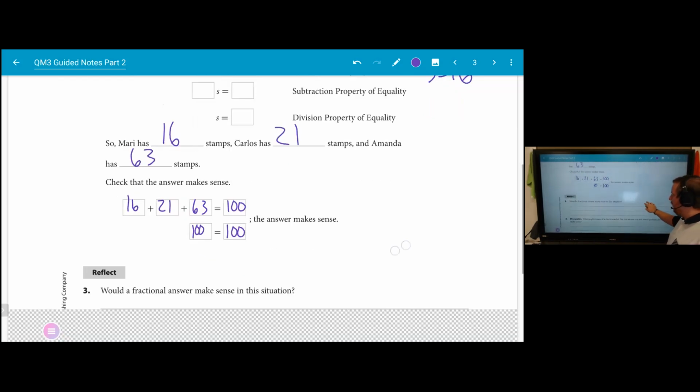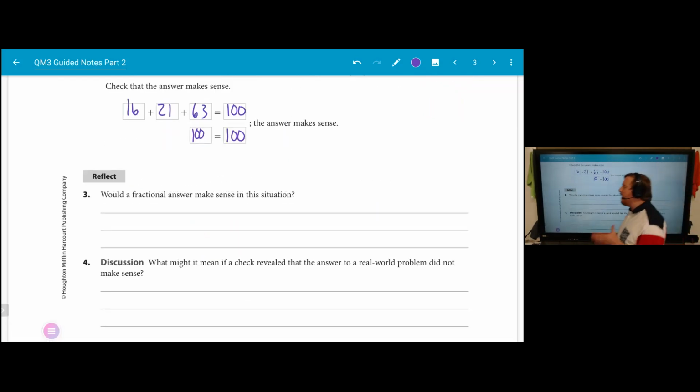Here's a really good question. We're just going to look at this first one here. Would a fractional answer make sense in this situation? There are cases when fractional answers make sense, like you can have part of a pizza. But does it make sense to have part of a stamp? I don't think so. Having a part of a stamp in a stamp collection, unless it's some super rare thing, just wouldn't make sense. So a fractional answer, in my opinion, would not make sense in this case.